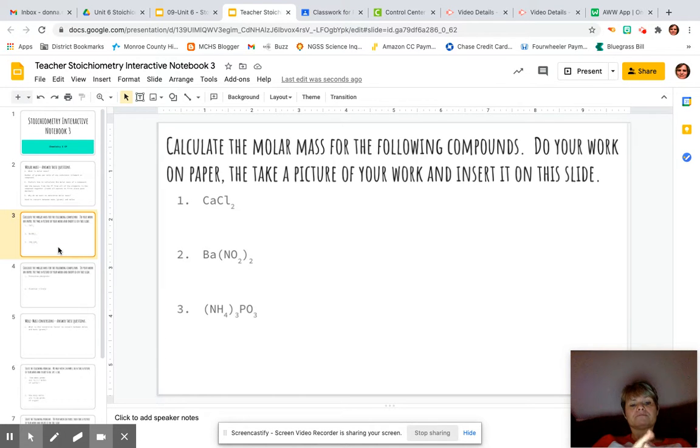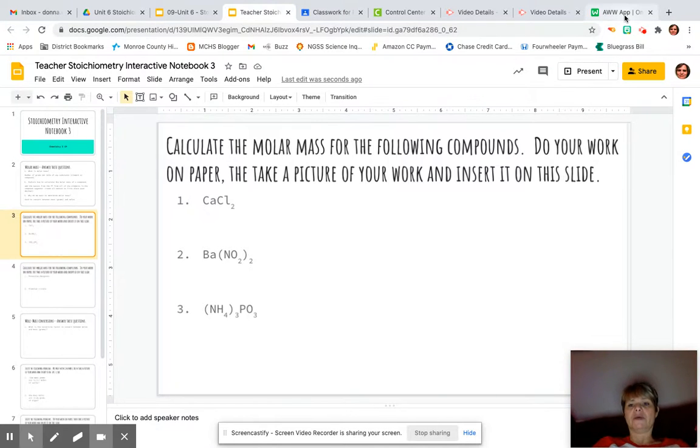Now, what you're going to do is just like what we've been doing for the last 2 or 3 units. You're going to do your work on a piece of paper. You're going to take a picture of your work. You can do all 3 of these on the same page. Take a picture of that and insert it onto this slide so that I can see your work, because I want to see how you do this.